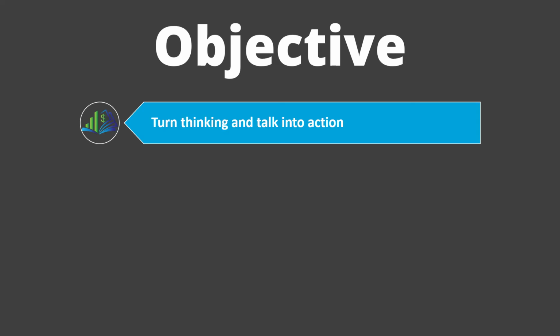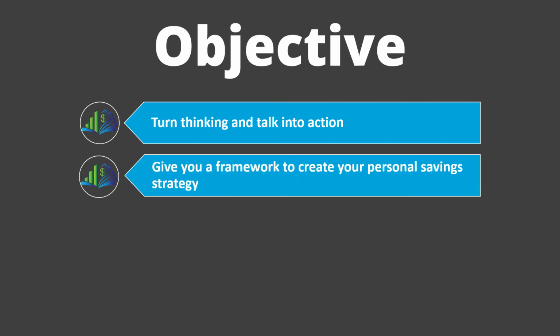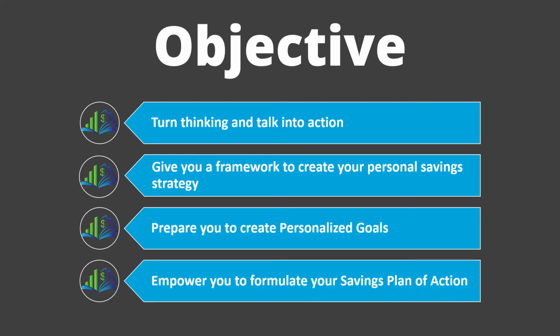All right, so our objective for this meeting, so far we've been clarifying your values and reforming your money philosophy. Now it's time to turn talk into action. In this session 3, our focus is on creating your savings strategy. So we want to give you a framework to create your personal savings strategy for you. That's not just canned strategy, canned goals for someone else that don't apply to you. So we want to empower you to build a personalized savings plan with specific goals and a timetable to reach those results. We want you to be able to create your personalized goals, and we want to empower you to formulate your savings plan of action.